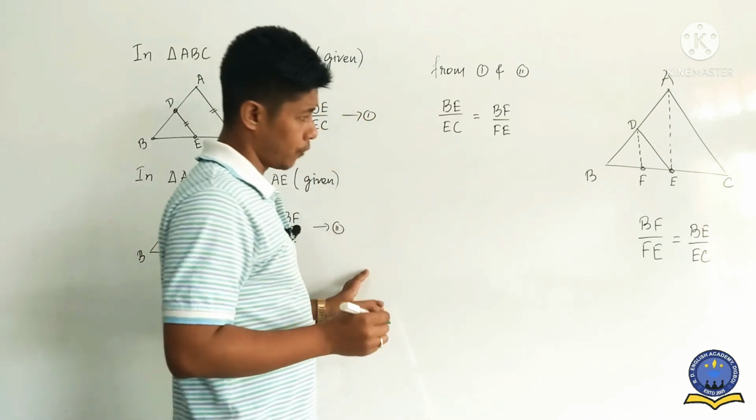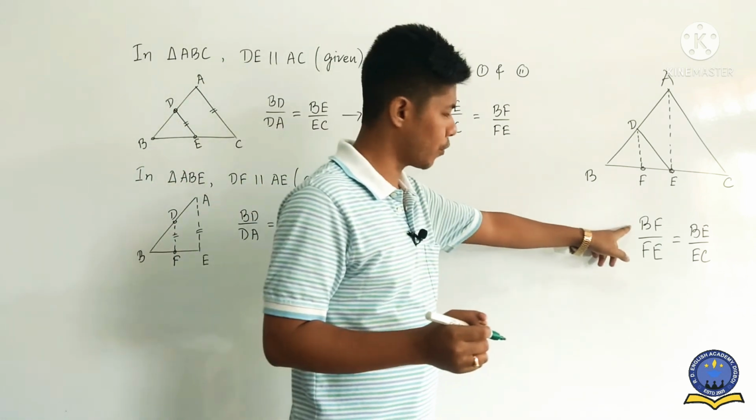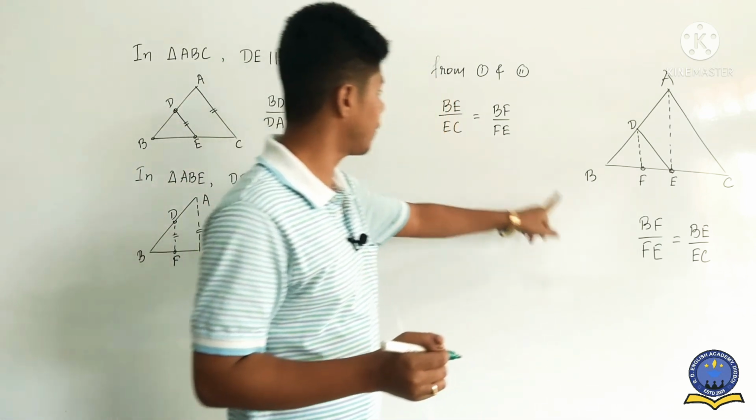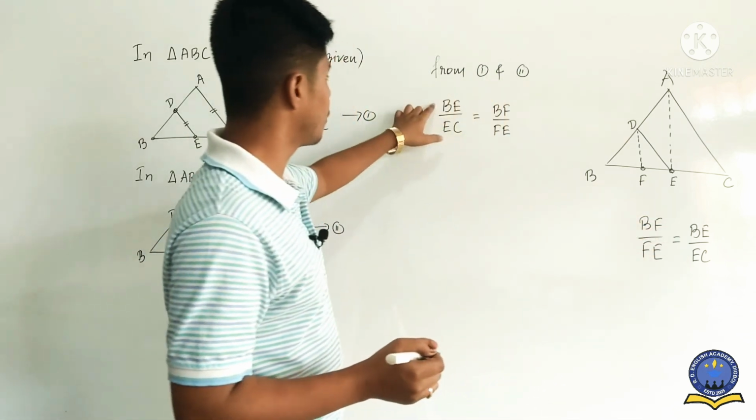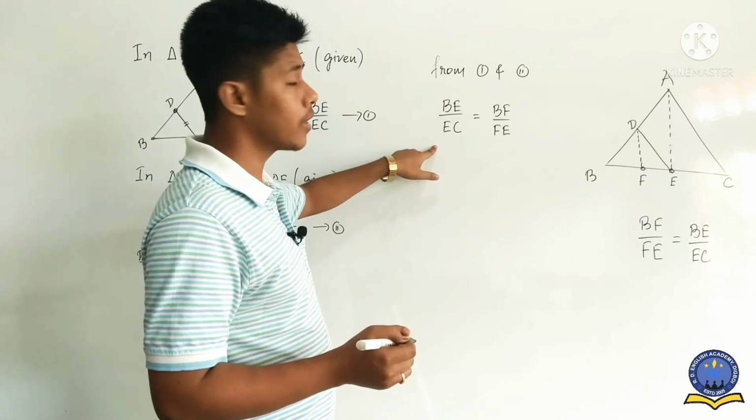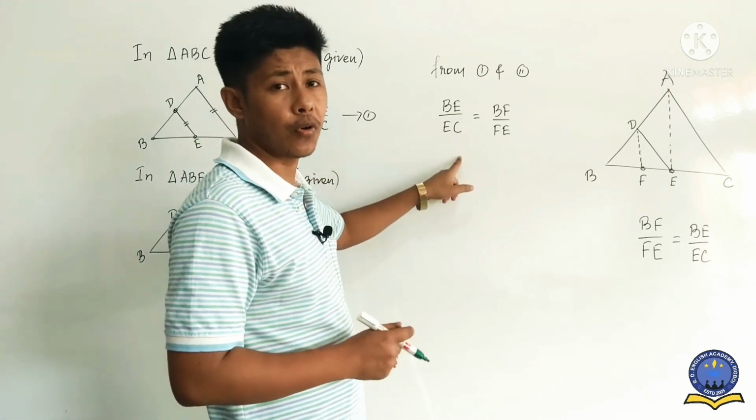So let's check out the proof here. So this one is our proof, BF by FE, isn't it? And next BE by EC. So BE by EC. We get this one. So this one is our proof here.